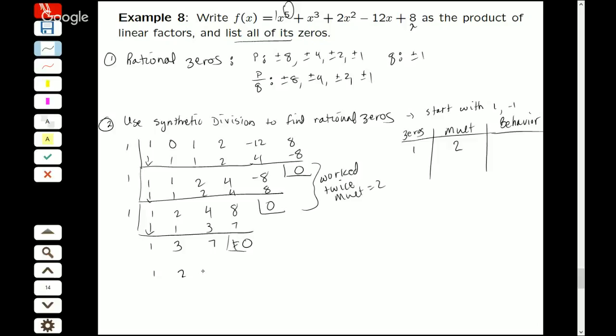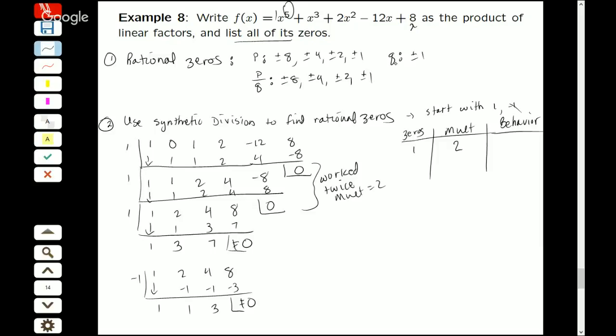So that's a 1, 2, 4, 8. And we're going to do a minus 1. Bring the 1 down. What is minus 1 times 1? Minus 1. Add that to 2. 1. Minus 1 times 1. Add that to 4. You get a minus 3. That's not equal to 0. So I know the minus 1 didn't work.